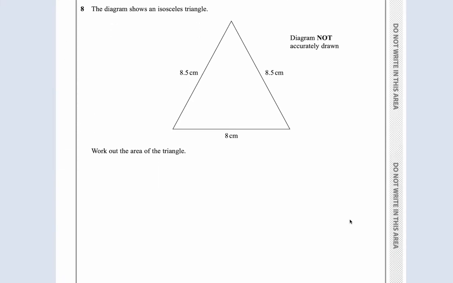Question 8. Work out the area of this triangle. It's an isosceles triangle. Okay, so to get the area of a triangle, guys, area is equal to a half base times height. That formula you need to know. It's a half because it's like half of the rectangle. So I just need the base. I have it. It's 8. But what I don't have is the height. So I need to find this height.